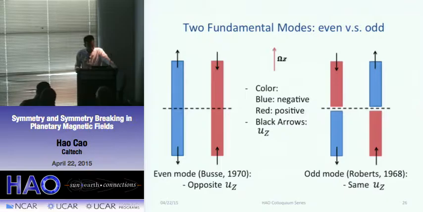This is the most unstable mode, so you always get the even mode when you start from onset. There's also a mode called the odd mode, which was actually predicted even before the even mode. But it turns out to be the second most unstable mode, so it's not easy to excite. It was predicted by Paul Roberts in 1968. It has exactly the opposite property across the equator in terms of the symmetry, in terms of the vorticity and also in terms of the actual flows.